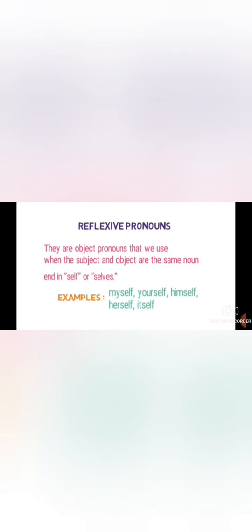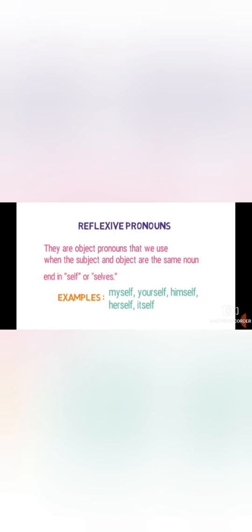After that, you have reflexive pronoun. What is a reflexive pronoun? A reflexive pronoun actually shows the reflection of another noun. They are the object pronouns that we use when the subject and object are the same noun. It means the same person is the subject and the object. Then we can use the reflexive pronoun.